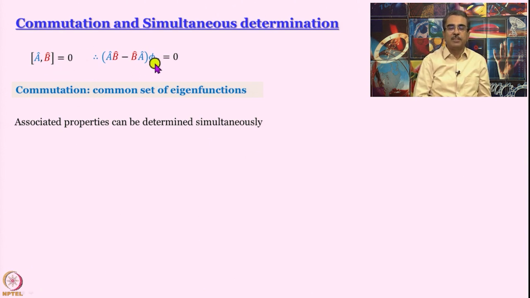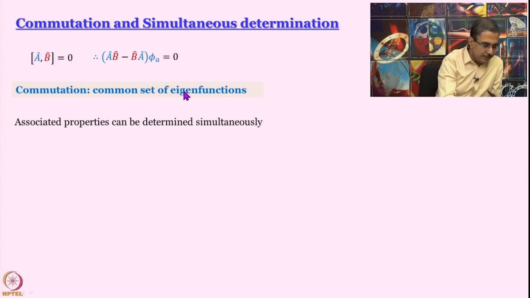Meaning you take a wave function, make A hat operate on it first and then make B hat operate on it, you get something. Then you reverse the sequence of operation, make B hat operate on it first and then make A hat operate on it, you get the same answer. So, another way of writing it would be this.